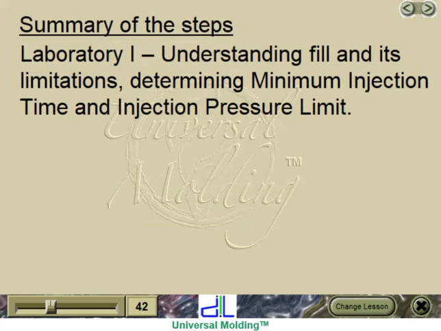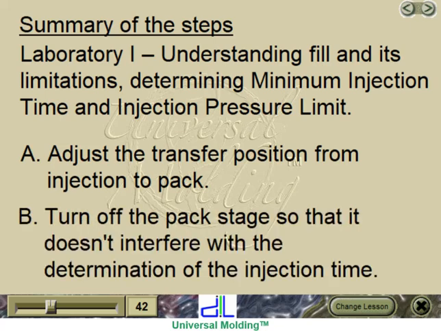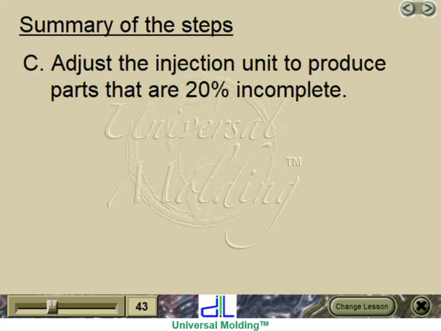Summary of the steps. Laboratory 1. Understanding fill and its limitations, determining minimum injection time and injection pressure limit. A. Adjust the transfer position from injection to pack. B. Turn off the pack stage so that it doesn't interfere with the determination of the injection time. C. Adjust the injection unit to produce parts that are 20% incomplete.